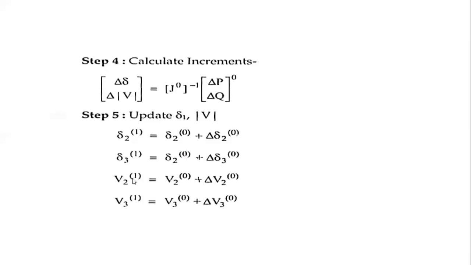Next, V2 of 1, the voltage at bus 2 for the first iteration, is V2 of 0 plus the change in that voltage, delta V2 of 0. Next, V3 of 1, the voltage at bus 3 for the first iteration, is V3 of 0 plus delta V3 of 0. This is the updated values for the delta and the V.